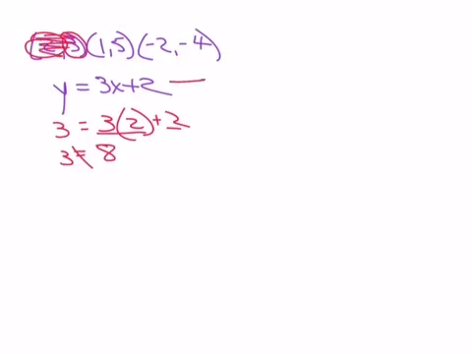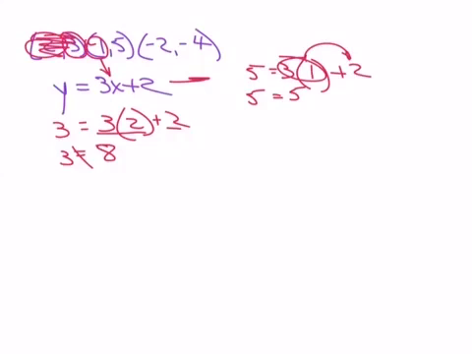Alright, let's try (1, 5). So we're going to put 5 in for y. And make sure you put the right number in for the right letter. First number is always the x, so that's what we're going to put in here. Plus 2. Is that a true statement once I get my equal sign in here? 5 equals 3 times 1 plus 2, which is 5. Okay, so (1, 5) works. Let's put a box around it just so we remember where it is.